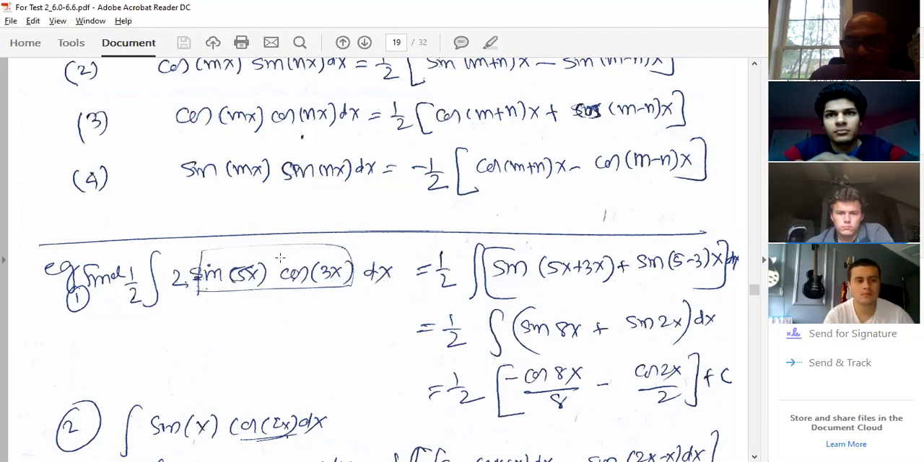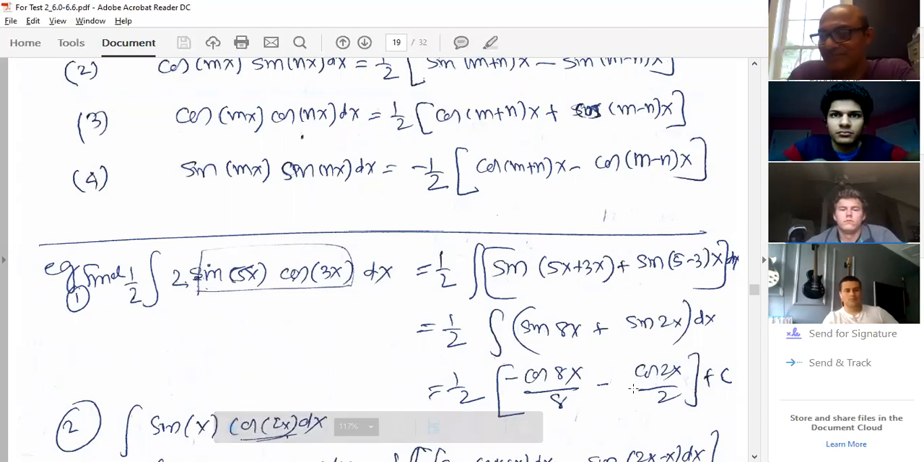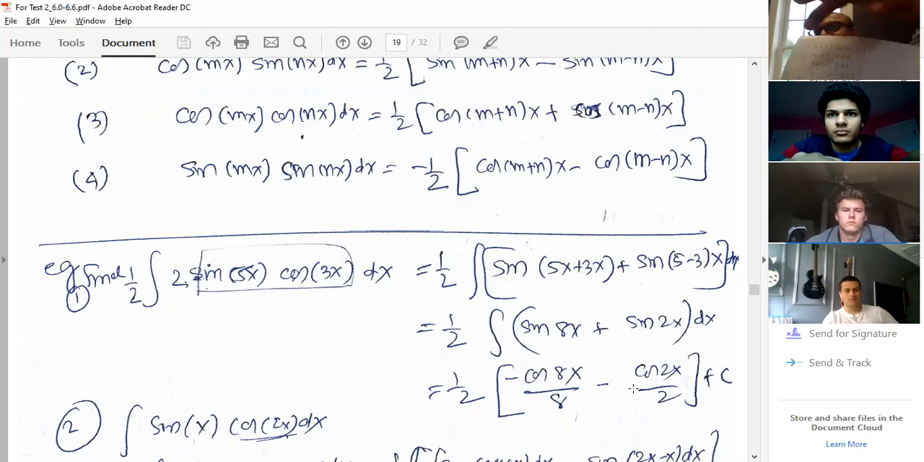First of all, sine 5x plus 3x is 8x, because first addition, then subtraction. So 5x plus 3x, 8x, and 5x minus 3x is equal to 2x. Integration of sine 8x is negative cosine 8x by 8, negative cosine 2x by 2, and you are done. Simple. The only thing is, just follow these four rules.